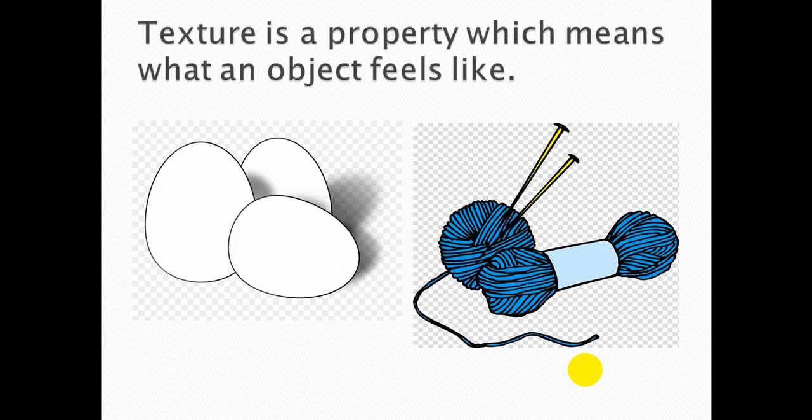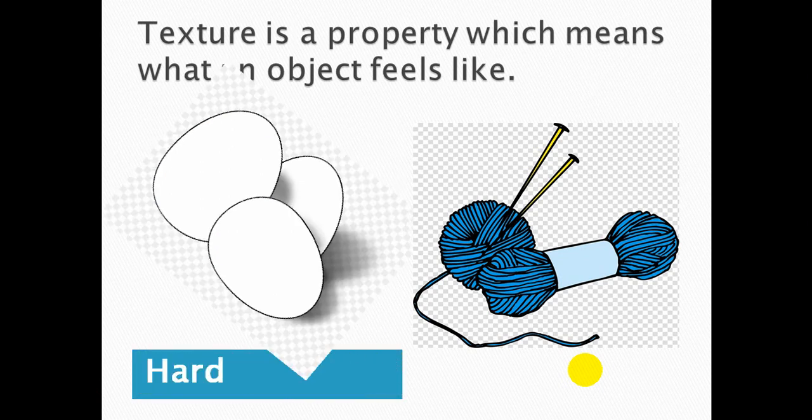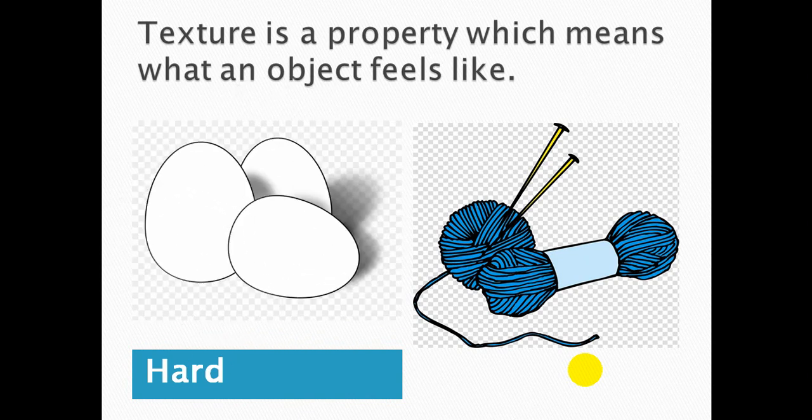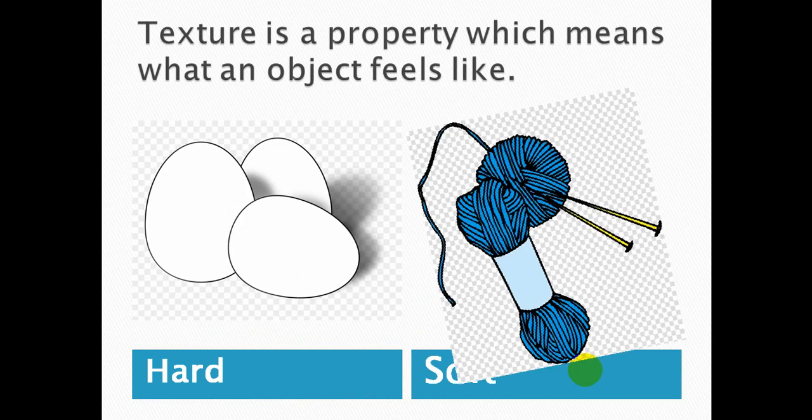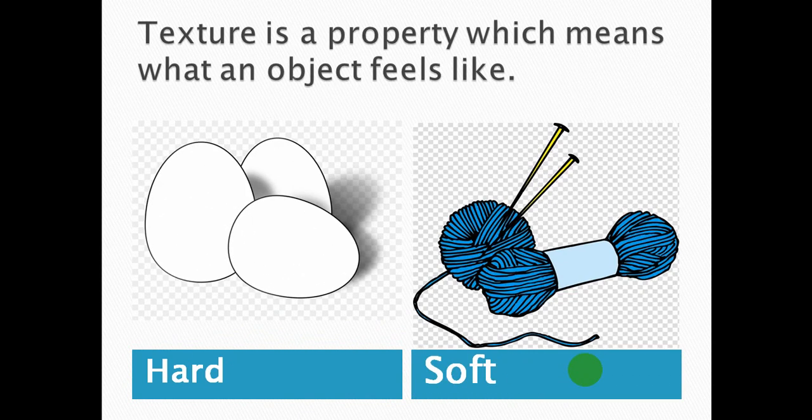Another property is texture. What does it mean? It means what an object feels like. When you touch something, what will you feel? Will you feel that it is hard or it is soft? So texture is a property which means what an object feels like. Is it hard or soft?